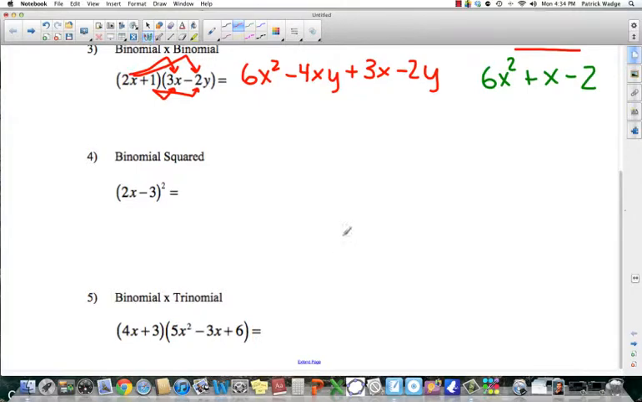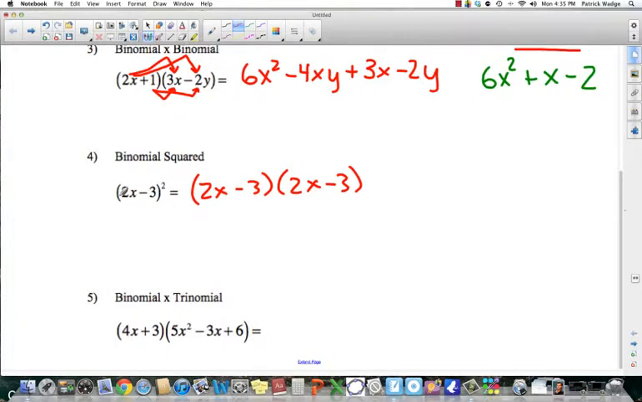So remember, how we're going to answer this question is we're going to think to ourselves, if 5 squared means 5 times 5, and m squared means m times m, then what does 2x minus 3 all squared mean? Well, that means 2x minus 3 times 2x minus 3. Hey, what do you know? We're left with a binomial times binomial question. You're going to do exactly the same thing you did in number 3 here.